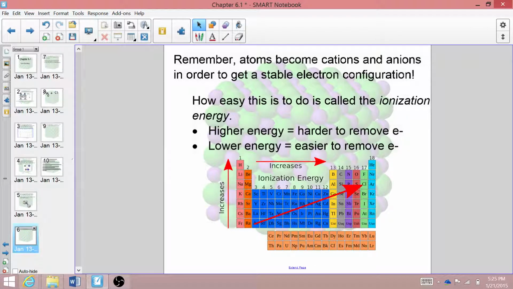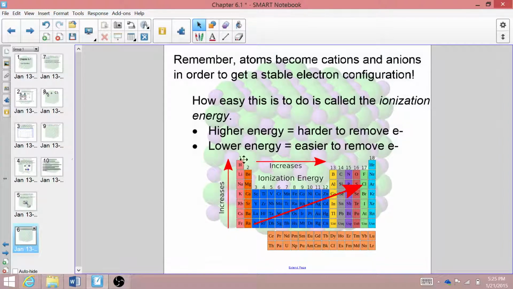So for example, all of these halogens right here, they have 7 valence electrons. They want 8. So it's really, really easy for them to gain 1 to get to a full valence shell. And it's so much easier to do that than to lose all 7 to get to a full valence shell. So we call this having a high ionization energy. It would rather get electrons than give them away. It's really, really hard to remove the electrons over here.